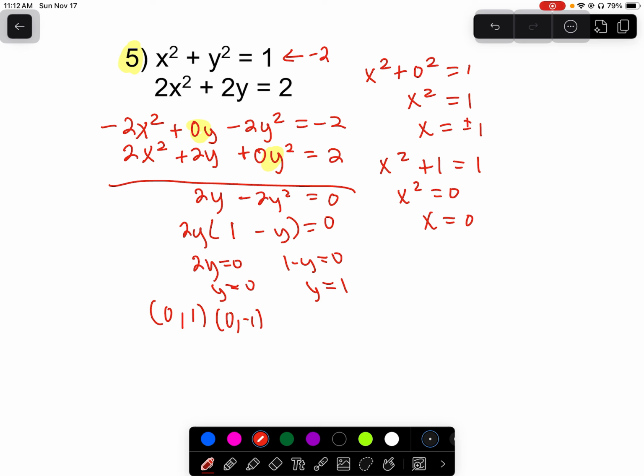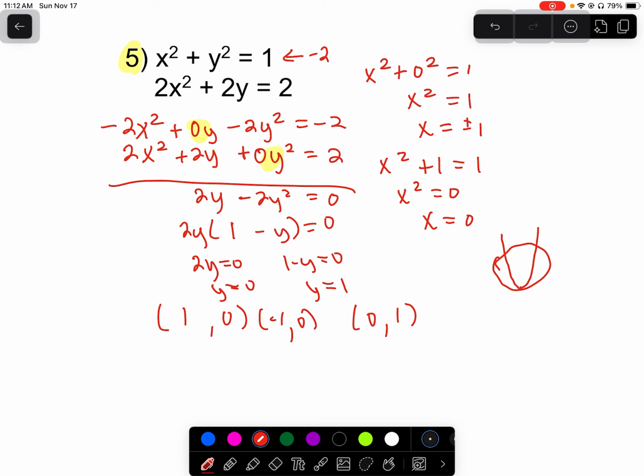So technically, when I plugged in 0, I got 1 and negative 1. When I plugged in 1, and I'm sorry, I switched my x's and y's. When I plugged in 0 for y, I got 1 and negative 1. When I plugged in 1 for y, I got 0. So I'm thinking that this circle and the parabola fit so perfectly that they hit 3 times.